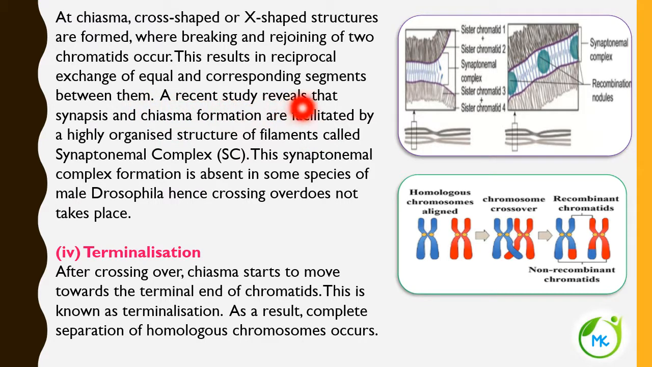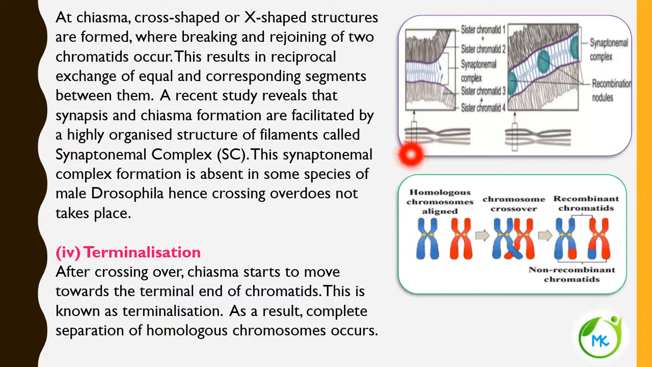A recent study reveals that the synapses and chiasma formation are facilitated by a highly organized structure of filament. This picture shows the synaptonemal complex. This is sister chromatid 1, and this is 2, and here there is another pair, chromatids 3 and 4. Here it is going to occur between chromatid 2 and 3. Between these two, a highly organized structure of filament forms.